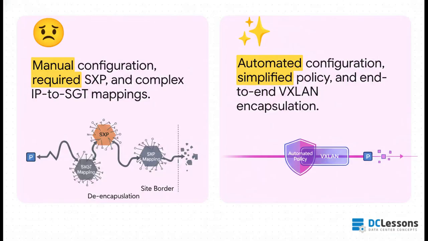This slide really brings it all home. Just look at the contrast. We're getting rid of all that manual policy grunt work. We're ditching extra protocols like SXP. But the most important piece, the real game changer, is that we keep a single VXLAN encapsulation from the source user all the way to the destination. This means the packet security and its network context literally travels with it. That's the secret to making policy automation work end-to-end.